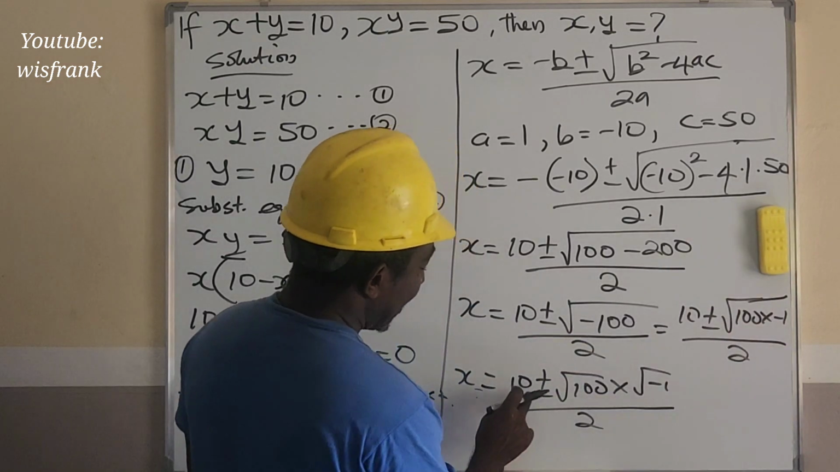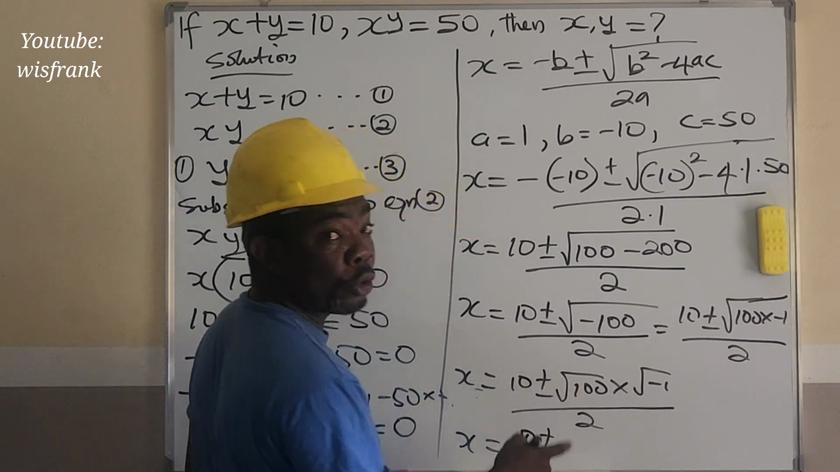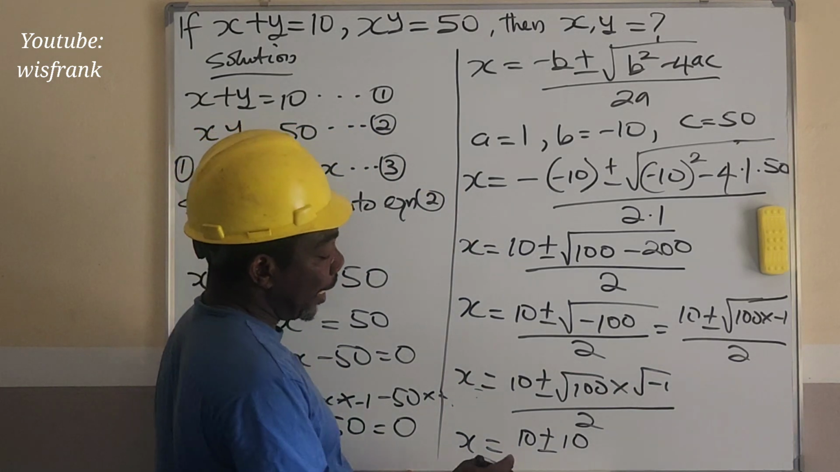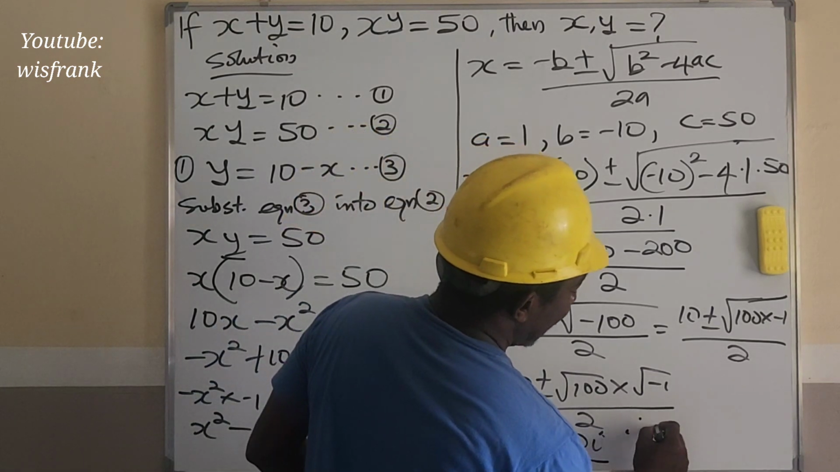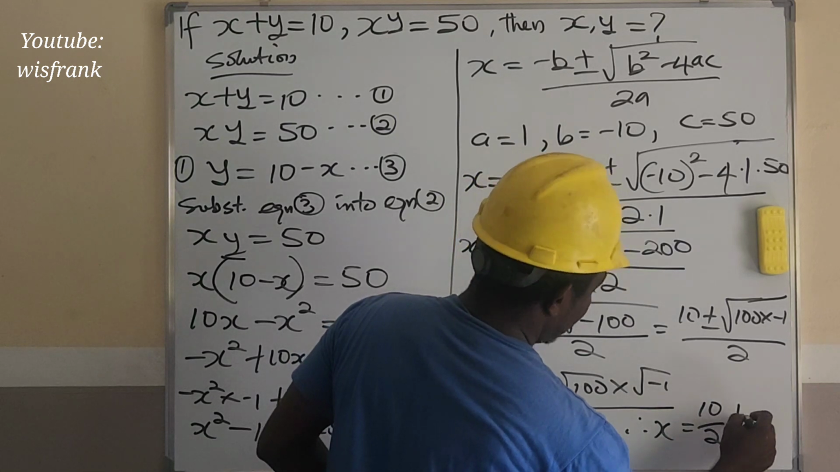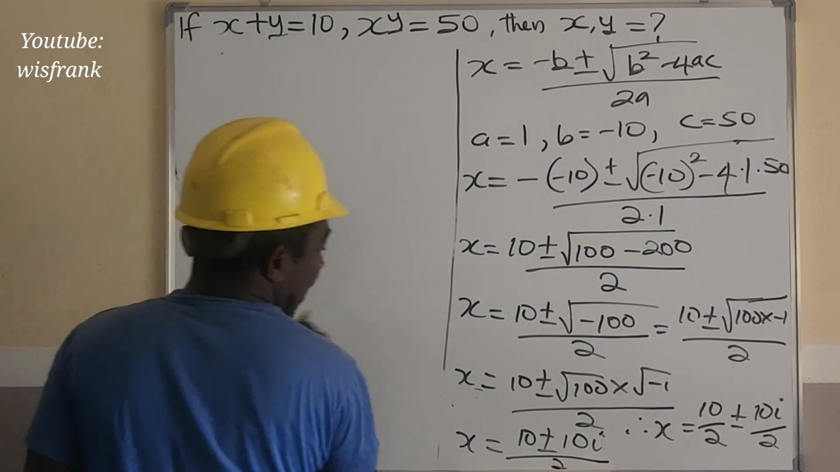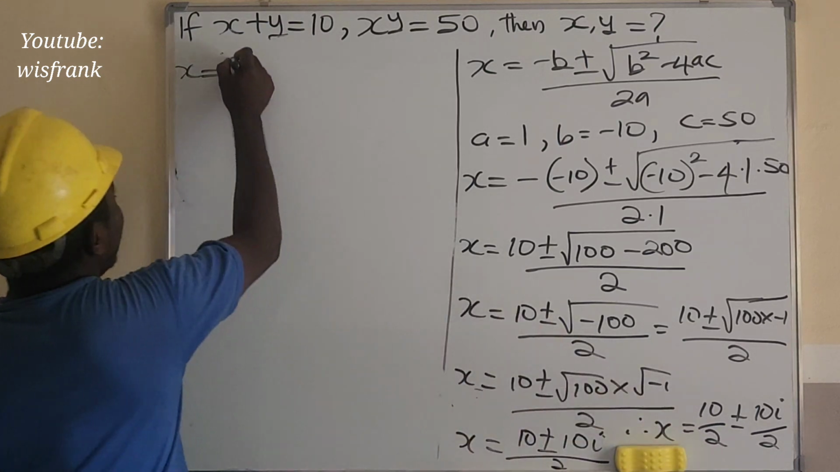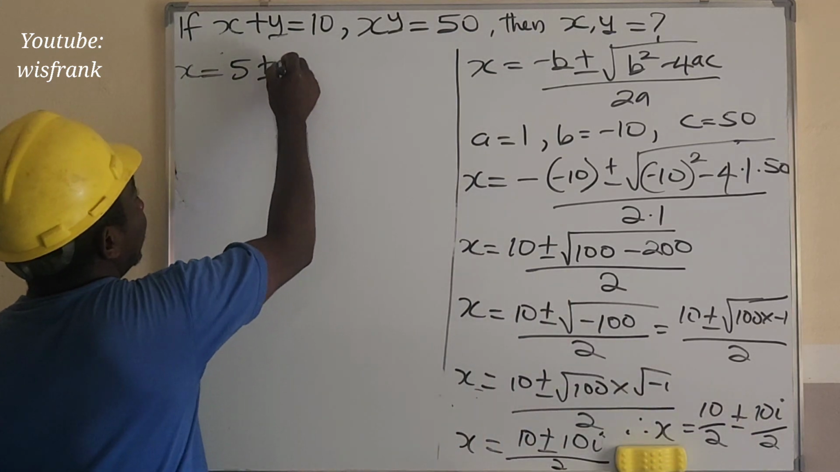So in that case, we can see that we have the value of x equals 10 plus or minus square root of 100 equals 10, then times square root of minus 1, which is iota, we have here i, all over 2. In that case, the value of x equals, we can separate this, 10 all over 2 plus or minus 10i all over 2. We can rewrite this as the value of x, and it's going to give us x equals 10 divided by 2 will give us 5, plus or minus 10i all over 2 will give us 5i.